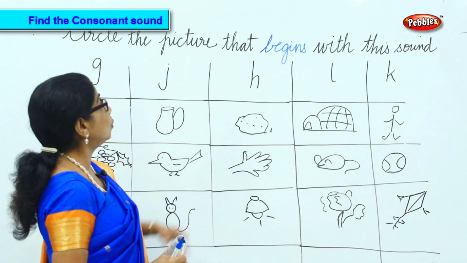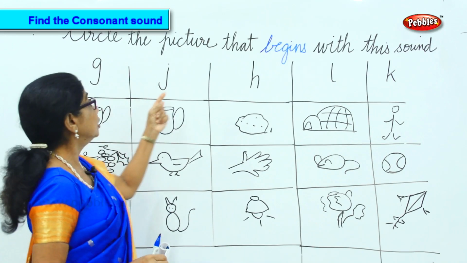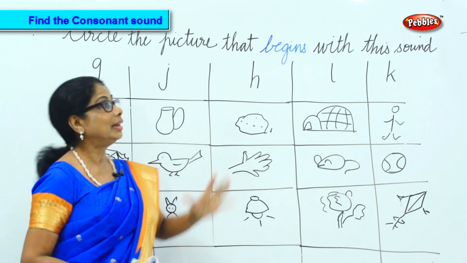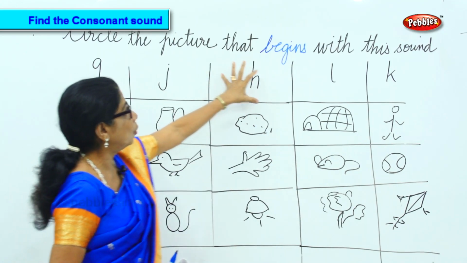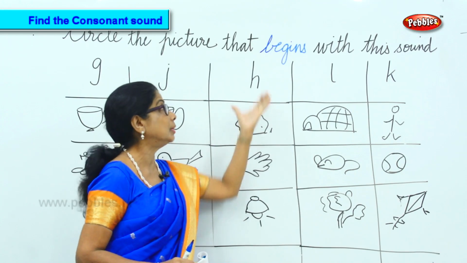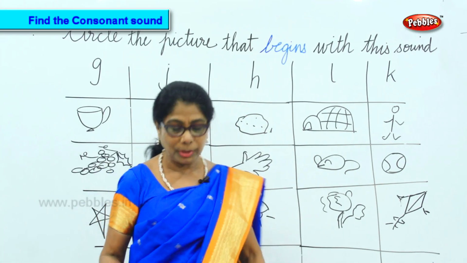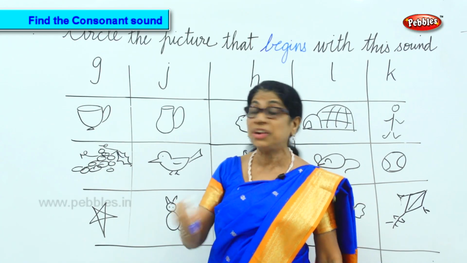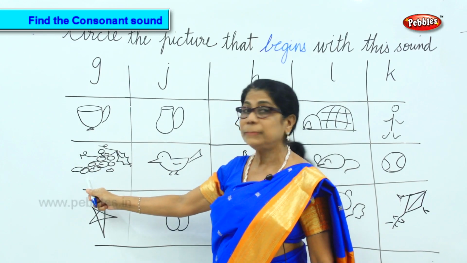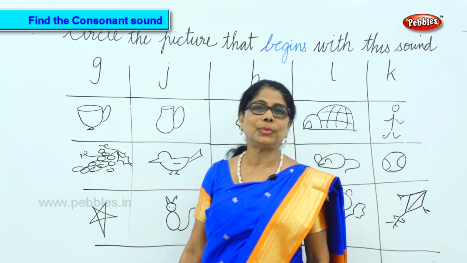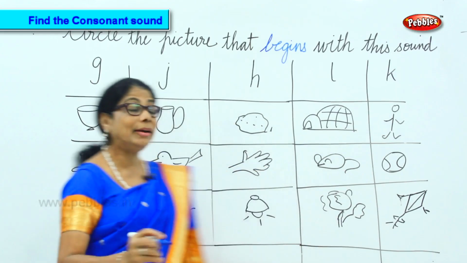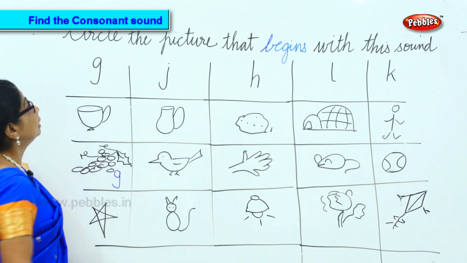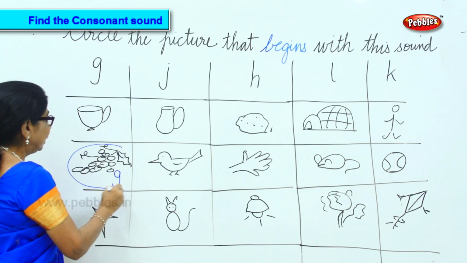We have sounds G, J, H, L, K. Now we have to look at the sound and find out the picture that begins with that sound, and that's what we are going to do. Now we have here G. We have cup, grapes and star. So what is this? Yes, grapes, it begins with G. Okay, so now we circle grapes.